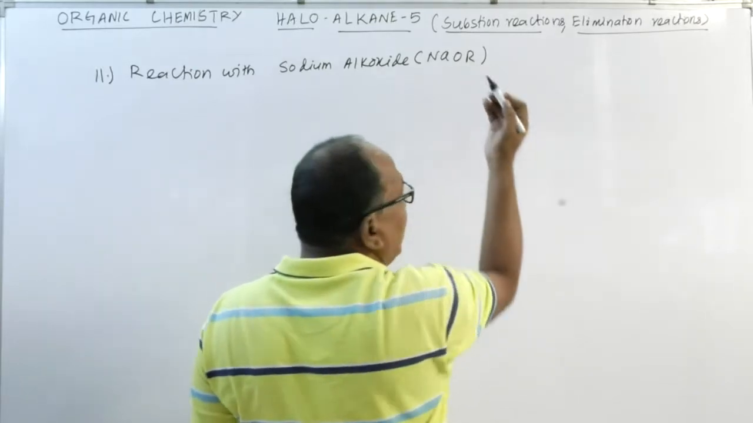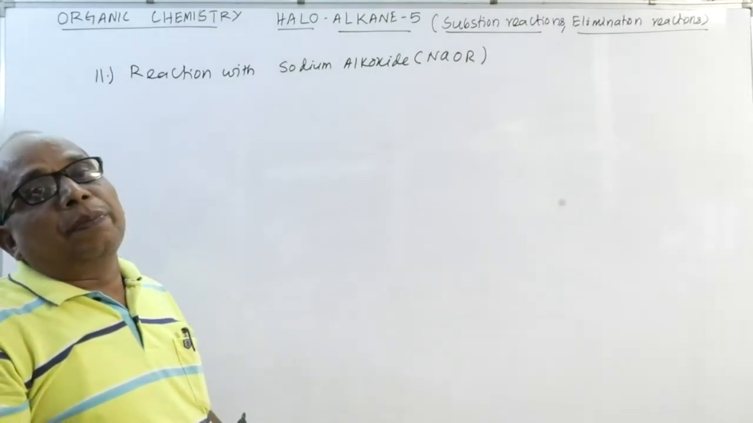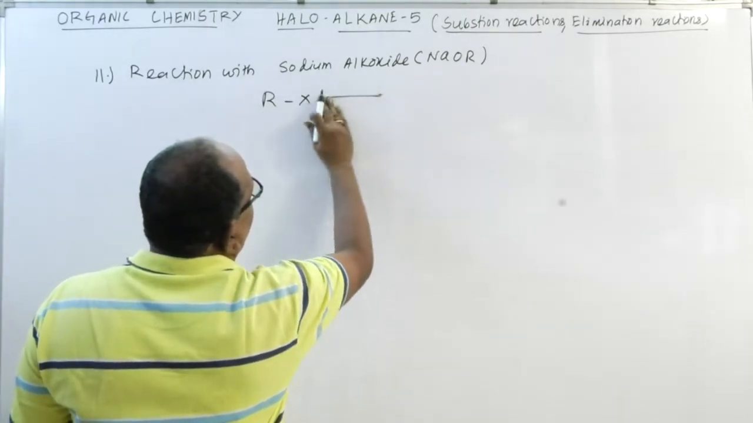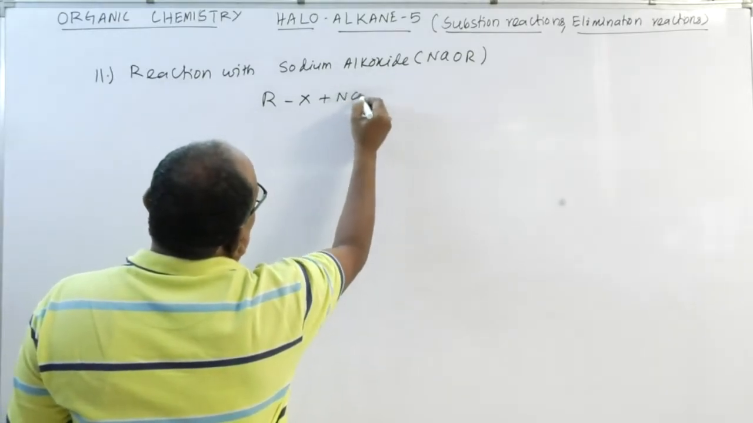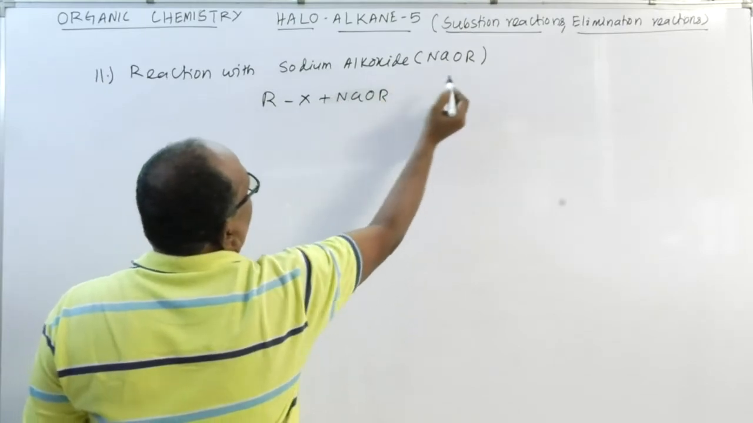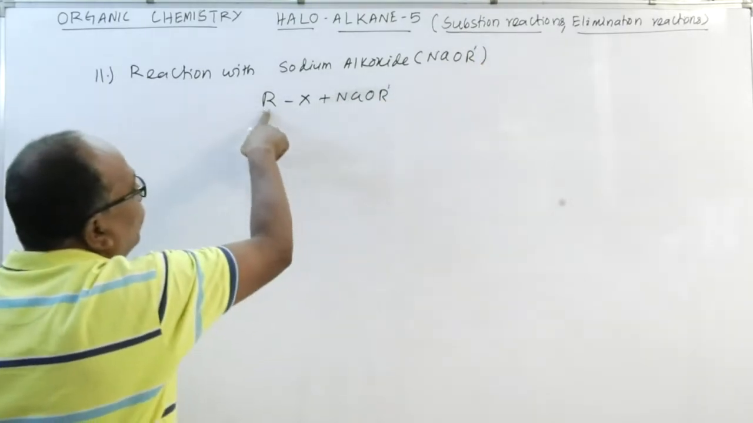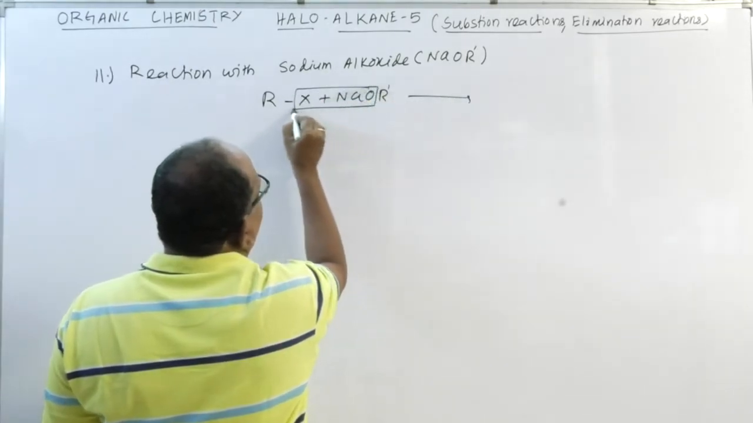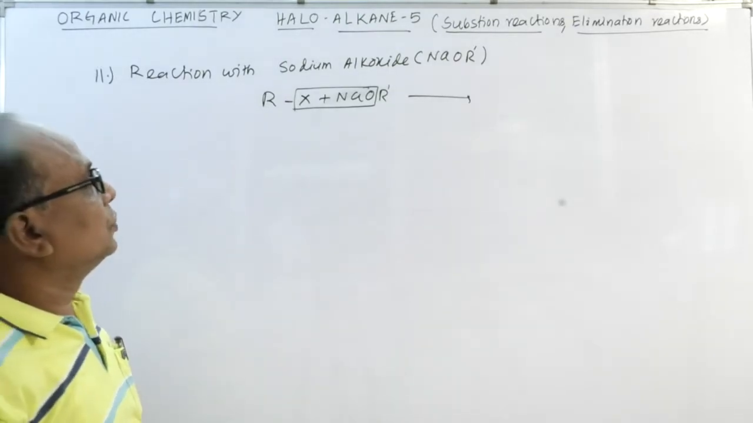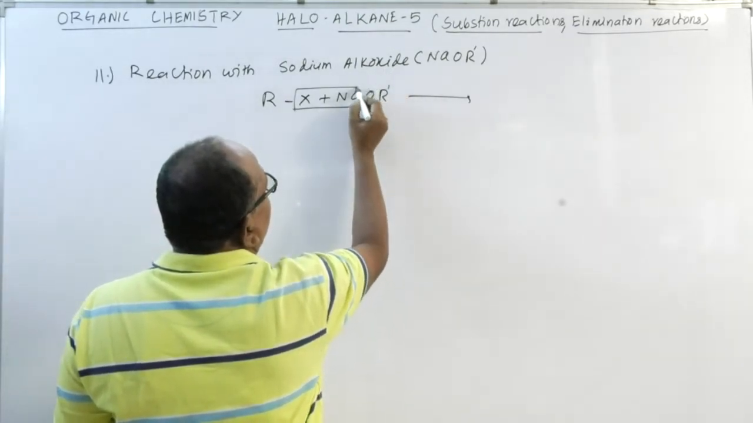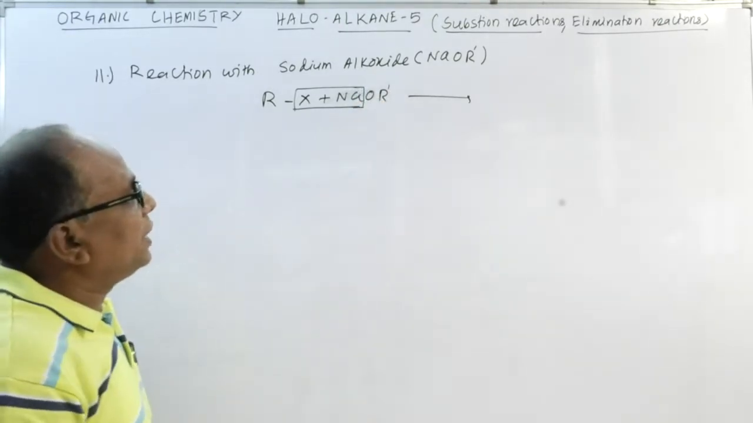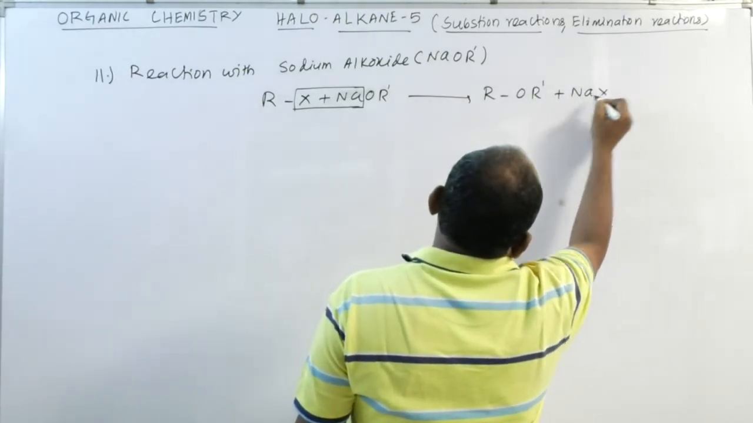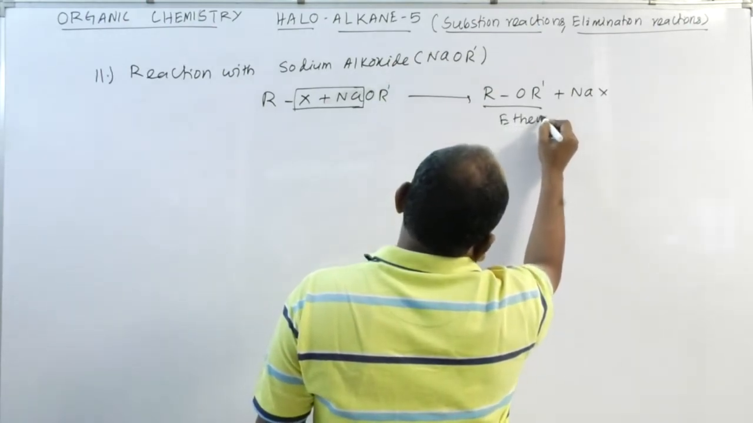And with sodium alkoxide, you can prepare ether. Then alkyl halide reacts with sodium alkoxide. Okay, we take RX, means this is one alkyl group, another alkyl group. It gives you the corresponding ether, R-O-R' plus NaX. This is your ether.